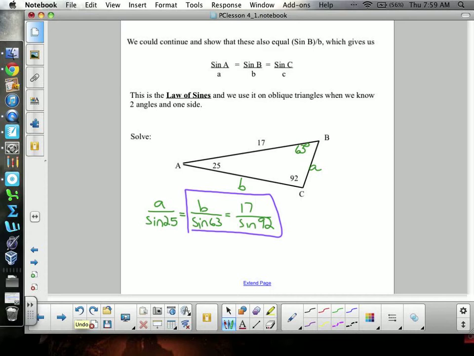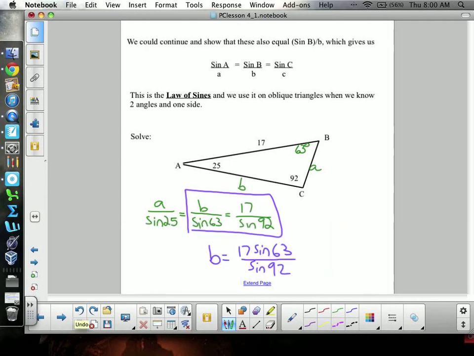Here's a little trick that I do. Because this proportion can be written sine A over A equals sine B over B equals sine C over C, or I can flip them all, I just always make it so my unknown variables are in the numerator. Since I'm searching for sides, I'm going to make sure that my sides are on top. It just makes life a little easier when we're solving the proportion. Multiply both sides by sine 63, so B is 17 sine 63 over sine 92.